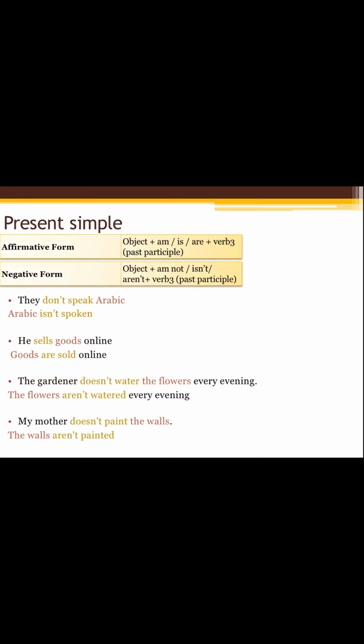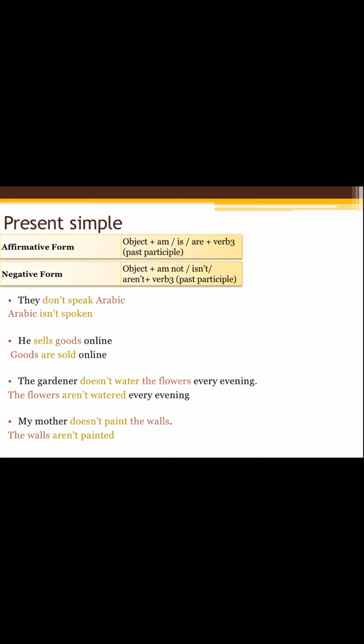How can I change it? This is an active sentence. Why active? Because we know who is the doer. The doer is they. Now we want to change this sentence into passive. So what do we do? We put Arabic, which is the object, at the beginning of the sentence. Then we are going to choose one of the be family in the present tense: is, am, are.